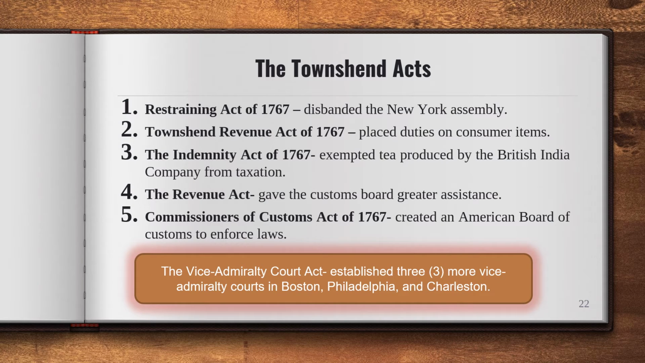Then, the Vice Admiralty Court Act was established in Boston, Philadelphia, and Charleston. It enabled the trial of violators of customs regulations without a jury. In short, despite the different laws implemented by Townshend, they still could not resolve the problem because the controversies and practices in the American colonies were getting worse, and they were continually finding solutions on how to solve these issues, particularly their debt.